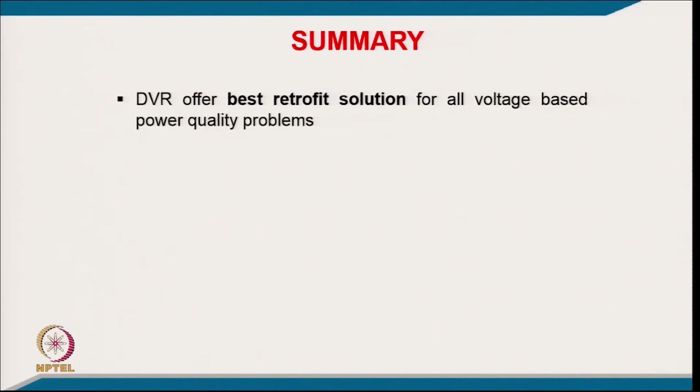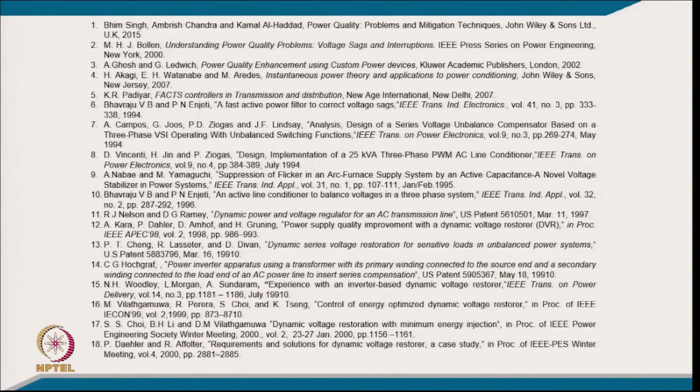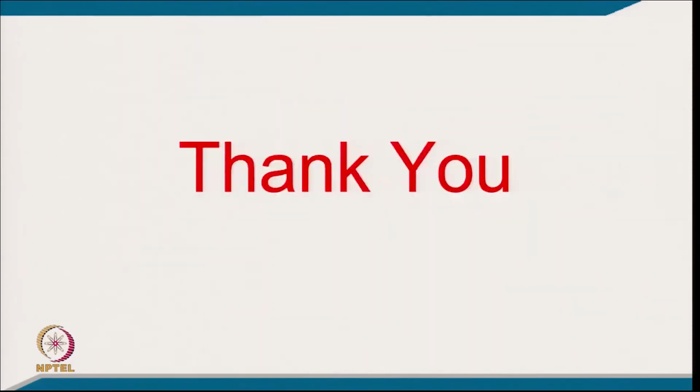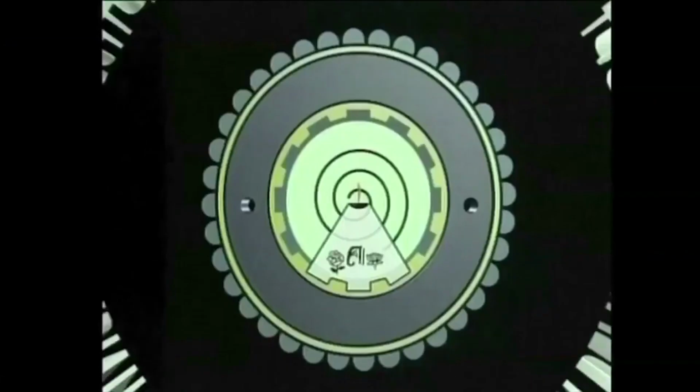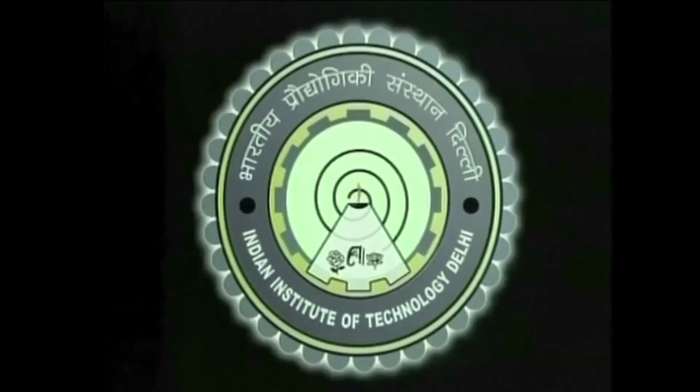So, now we would like to summarize this series compensator, or DVR. DVR offers the best retrofit solution for all voltage based power quality problems. We discussed already the many problems of voltage compensation like voltage sag, swell, voltage fluctuation or imbalance, and voltage harmonics. So, all of these we have considered here, and these are of course the references which we have considered, and thank you very much.